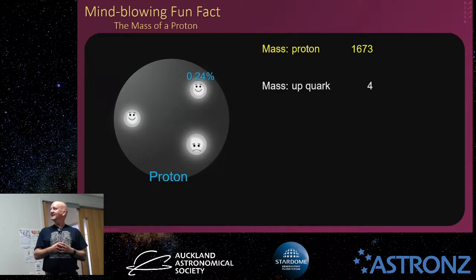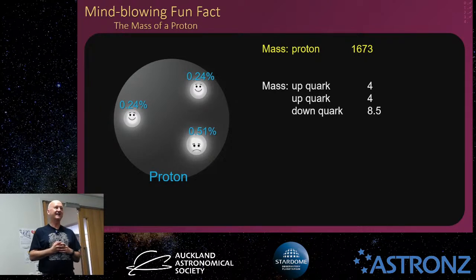The mass of the quarks: the up quark is 4. There's 2 of those, and the down quark is 8.5.